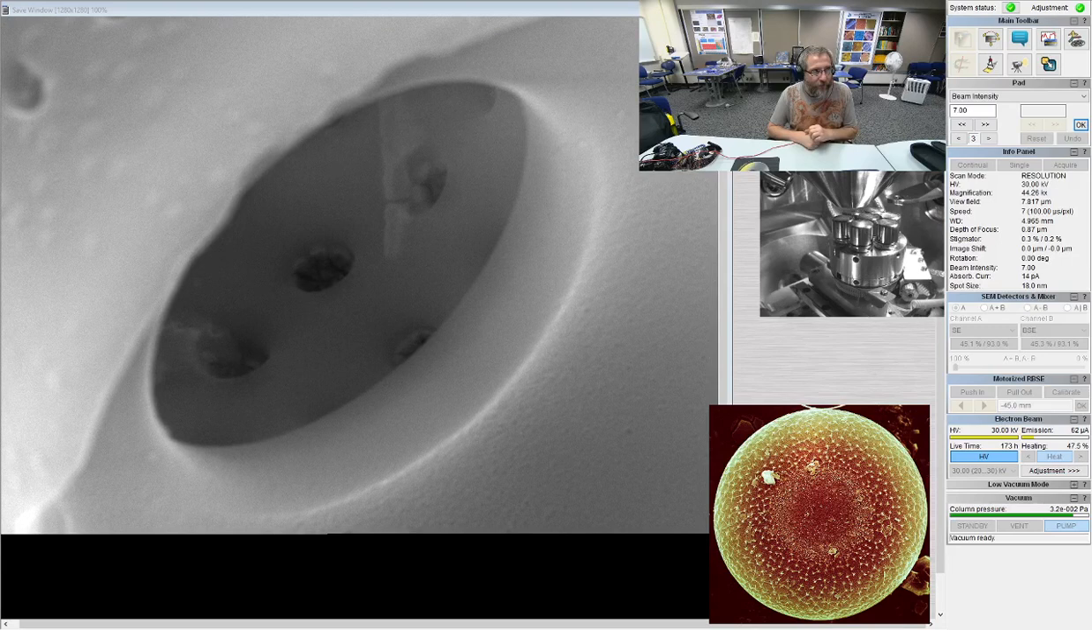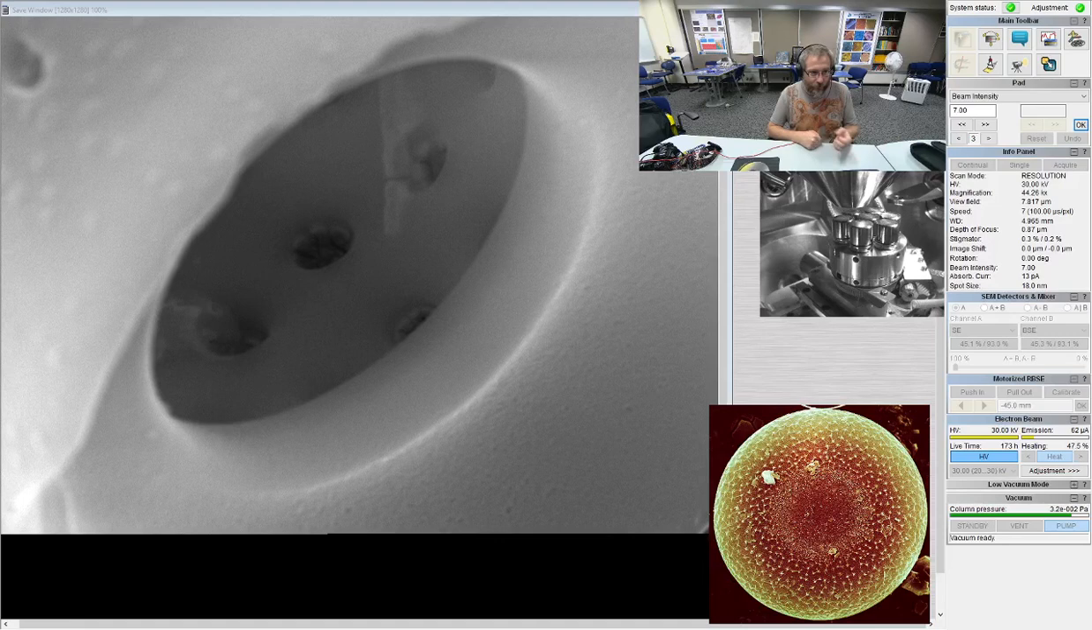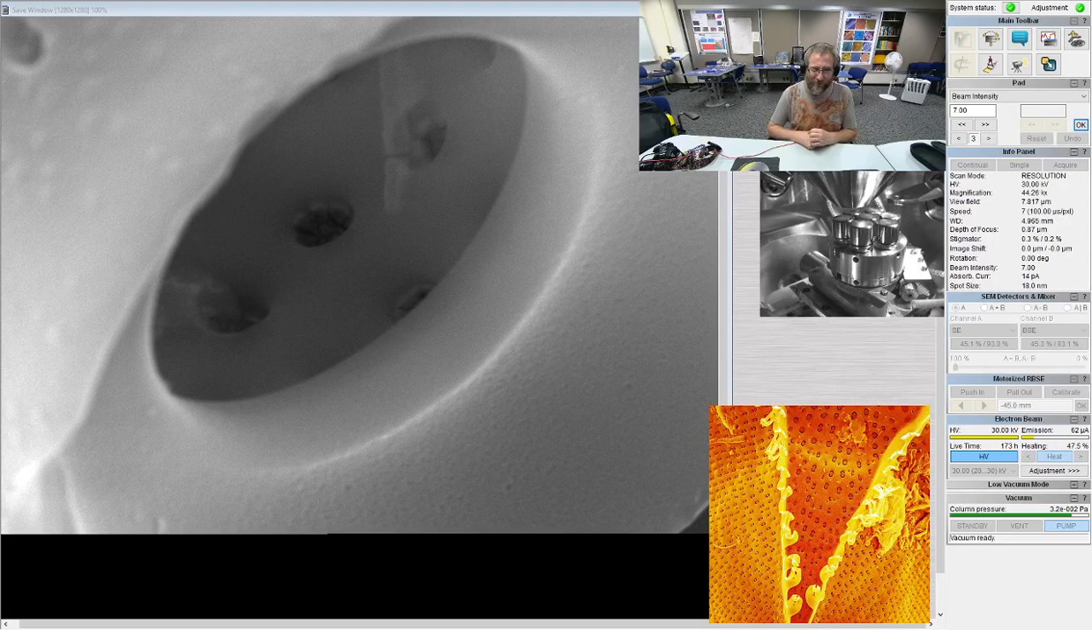But they do have something called an ultra-fast scanning electron microscope, which will scan a little bit faster than this. Those cost about 5 times as much as this instrument, maybe more, and really aren't readily available.